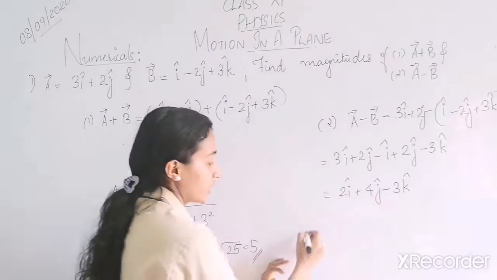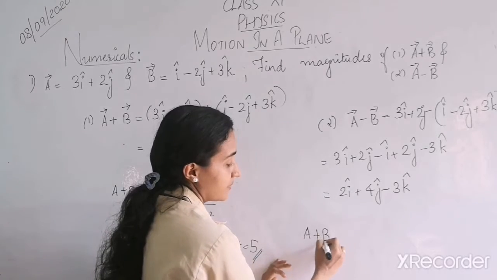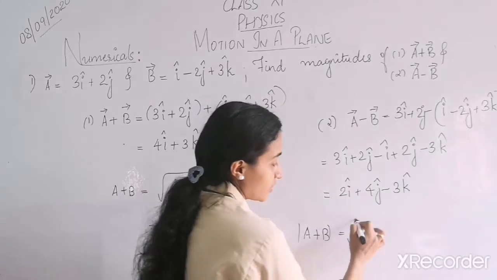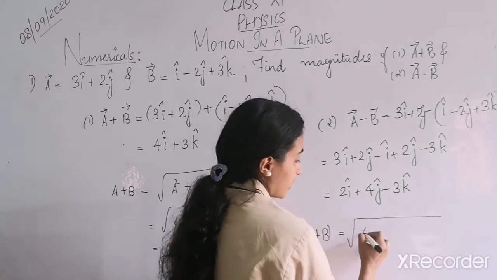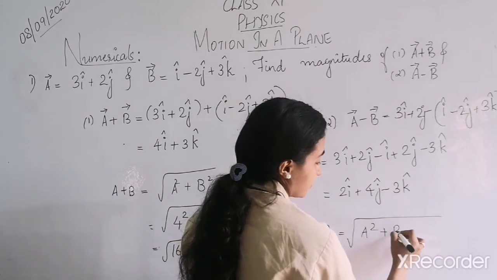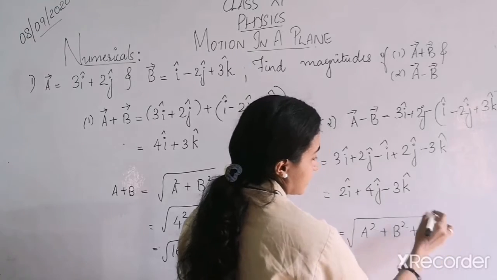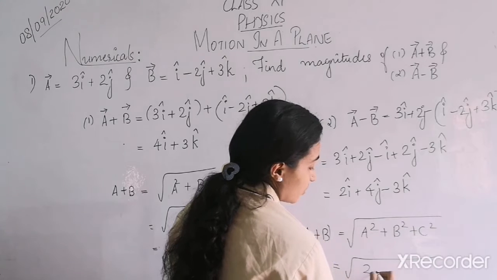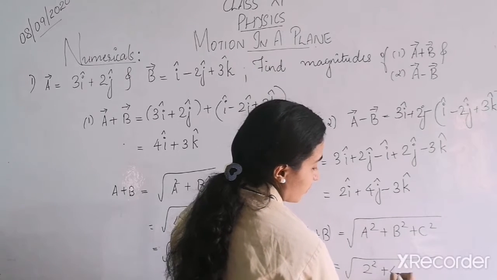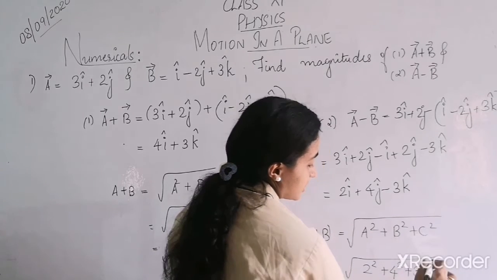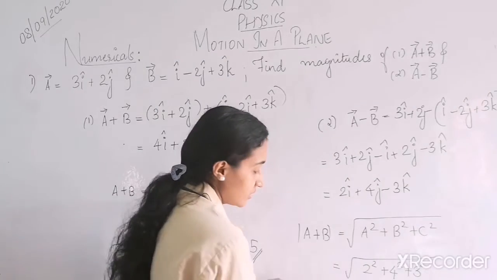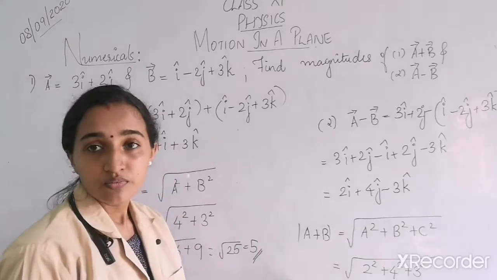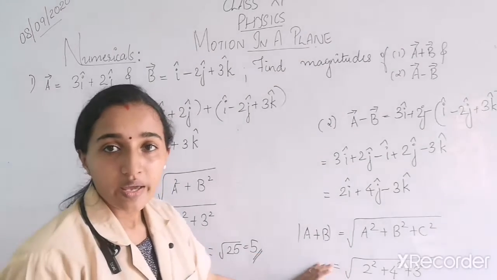Now again, how will you find out the magnitude? It is the square root of a square plus b square plus c square, isn't it? Now it will be the square root of 2 square plus 4 square plus 3 square. So when you solve it, can you solve it now? Similarly you find out the value for a minus b.